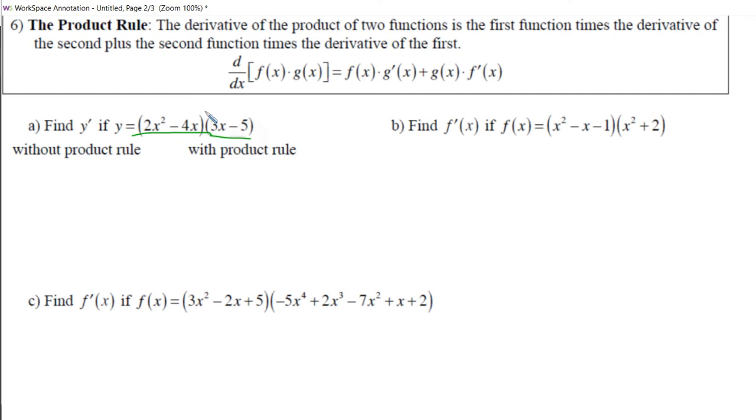So on part A, I can see that this one is an easier one for you to distribute out, combine some like terms, and then take the derivative of. However, on part B and C, these are not the ones that I would want to distribute out. So that's when the product rule is used. And if you look above in the little box, you see the definition of the product rule.